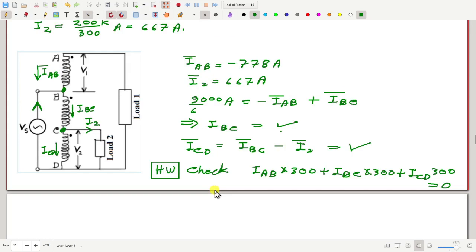So any question here for this problem? No? Okay. So then let me take one more example.